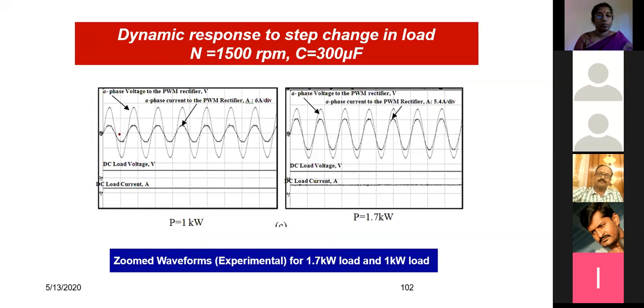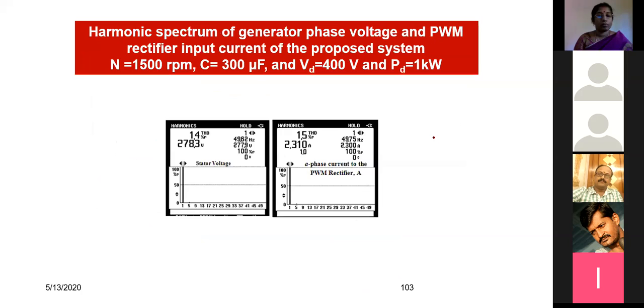And we observed the converter input terminal current waveform and voltage waveform. It is unity power factor. The DC load voltage and DC load current are maintained. And the THD is 1.4 percent for the voltage and 1.5 percent for the current. So according to the standard, we met it.